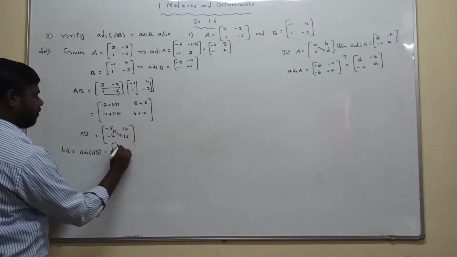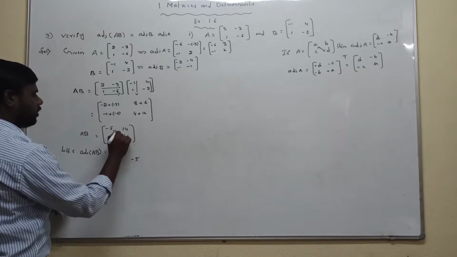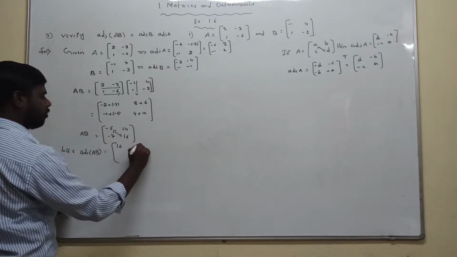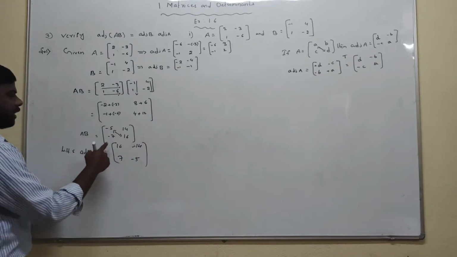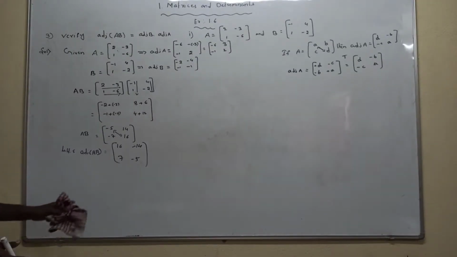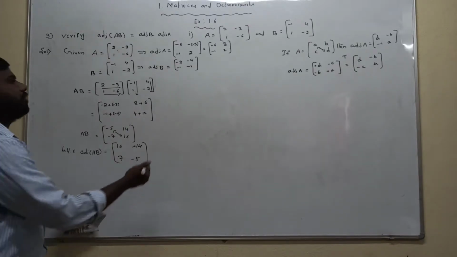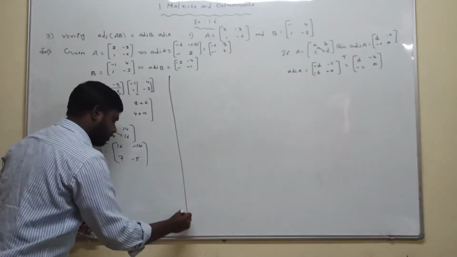These two numbers are interchanging, so we get 16 and minus 5. These two numbers do not interchange, we are only adding a negative. Minus 14, minus of minus is plus 7. I am writing directly minus of minus plus 7. This is the LHS part. Next we need to calculate the RHS.